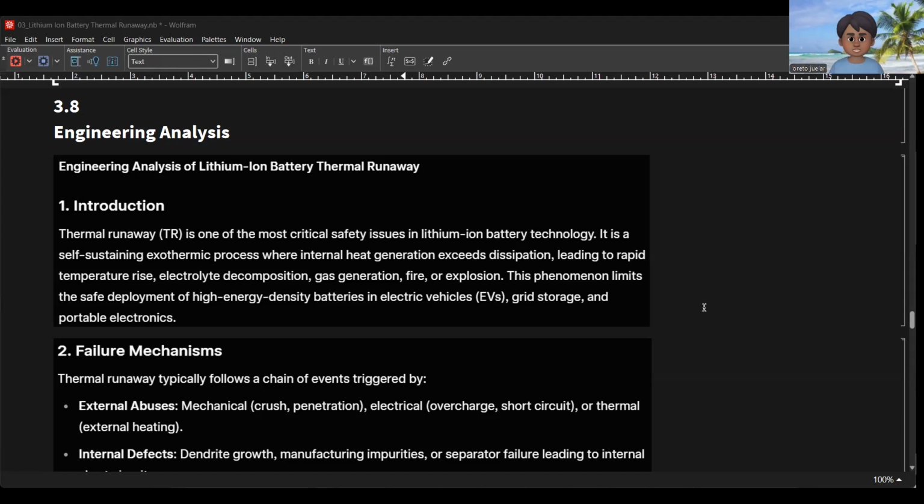For the introduction, thermal runaway is a major safety concern in lithium-ion batteries. It occurs when the heat generated inside the battery exceeds the heat it can dissipate, causing a self-sustaining increase in temperature. This can lead to electrolyte decomposition, gas release, fire, or explosions, making it a significant challenge for the safe use of high energy density batteries in electric vehicles, energy storage, and portable electronic devices.